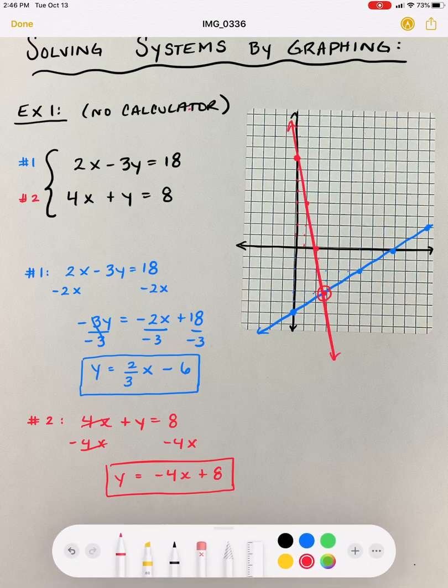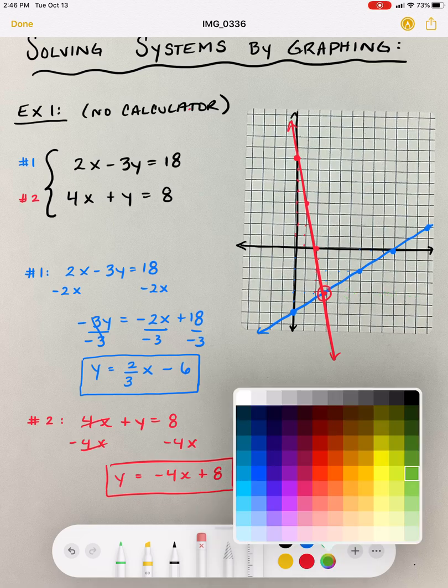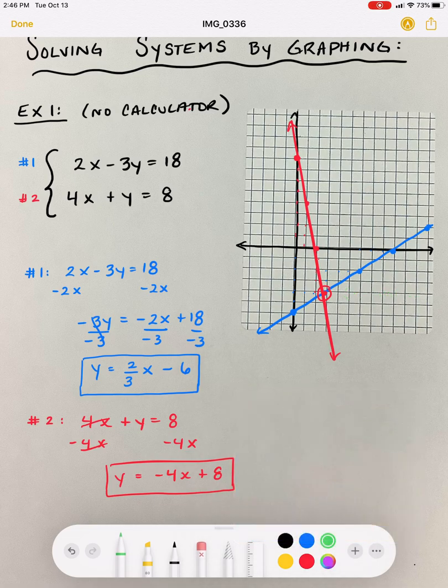What we're looking for are where the two lines intersect. Right here is the solution. And so what we do is we write our solution. You know what? I'm going to pick a better color. I feel like that green's kind of hard to see. So what we're going to do is take our solution and represent it as an ordered pair.